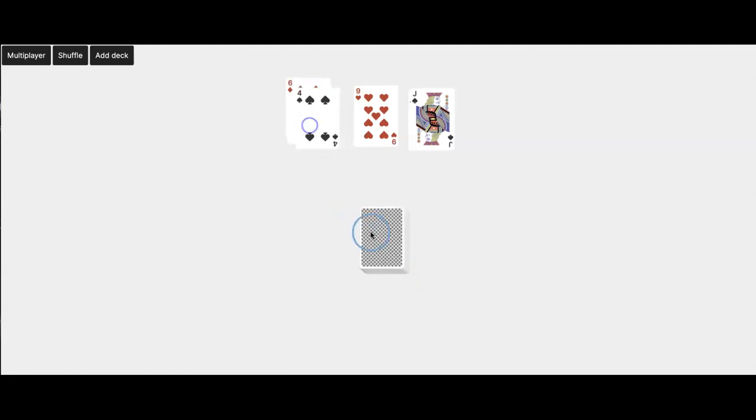4 is lower, Ace can be lower or higher. In this case, I'll count it above King. Queen is higher. Now we've got the Joker. So I'm going to stop there because I can't go through the whole deck of cards. That will take a while.